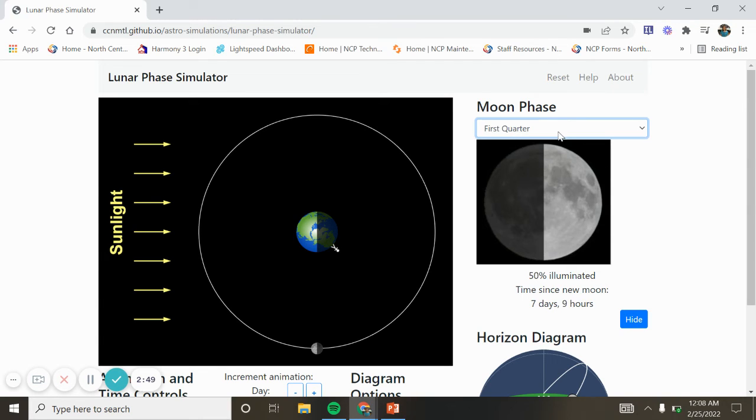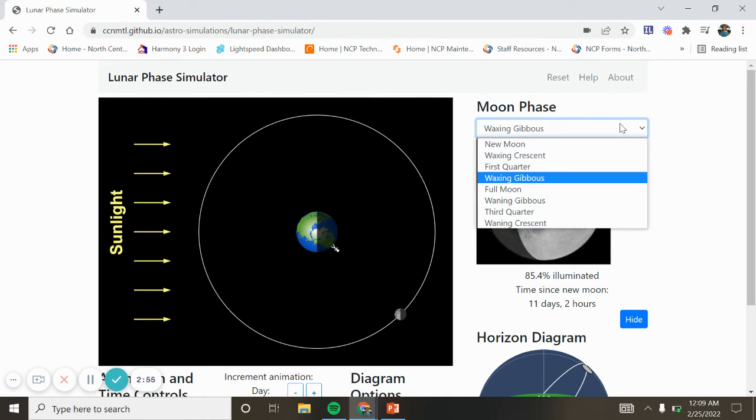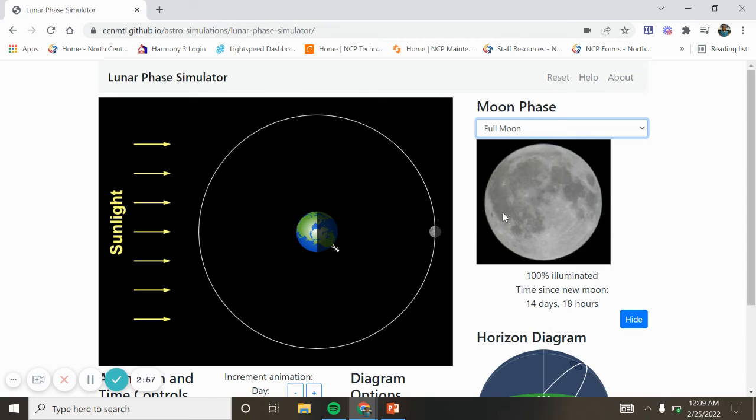Next is the first quarter, so it looks like the whole right half is lit up. And then a waxing gibbous is almost full, but not yet. And then a full moon is when the whole moon is lit up. And you can see what it looks like from here. So if you're on Earth and you look up, you can see that this whole lit up side is shining, and that's what we see.